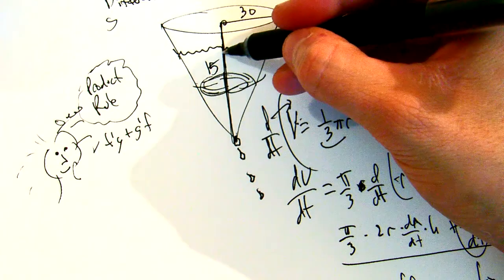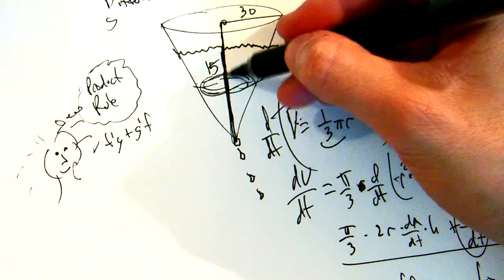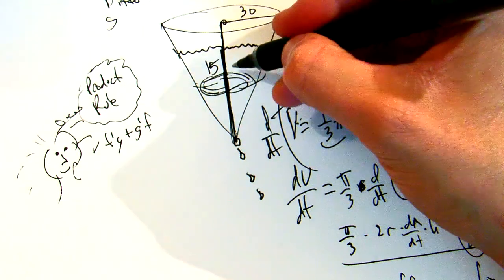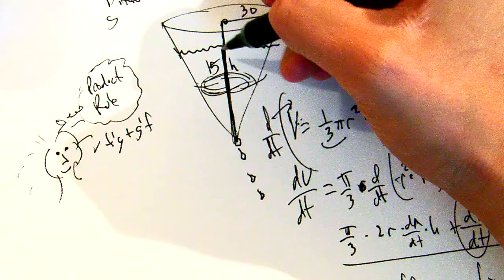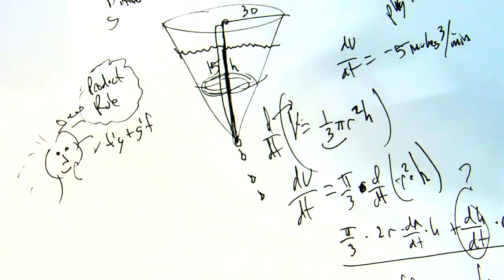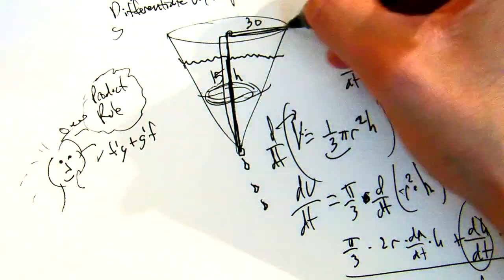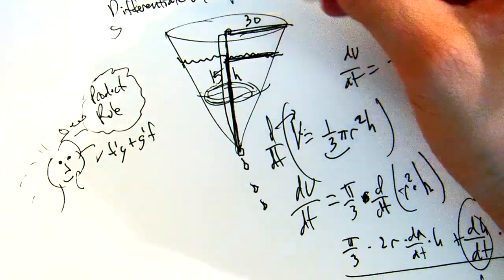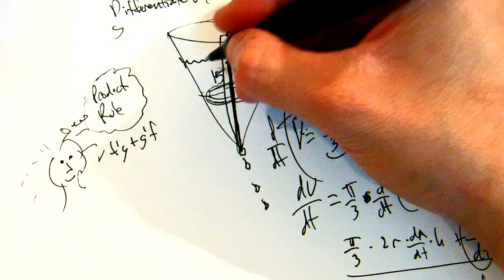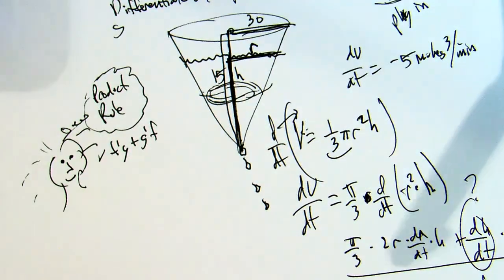So if you imagine the height of the water to be this here, let's just call this h, because that's the height. And you know the whole distance is 15, and you know this is 30, and this is a certain radius at that height of the water. So let's call this r. We did this last week.